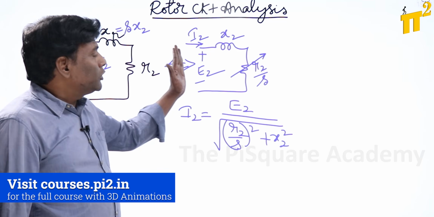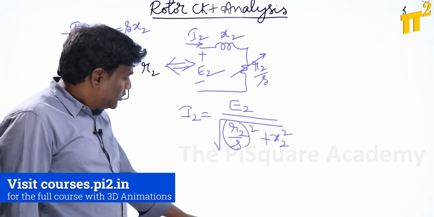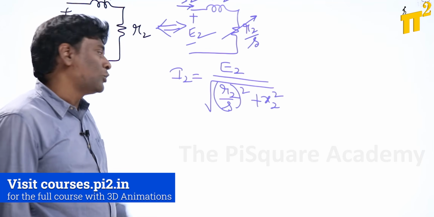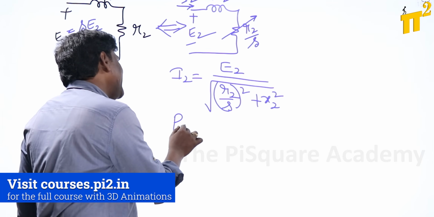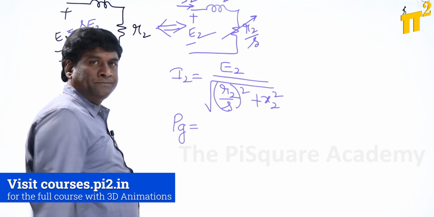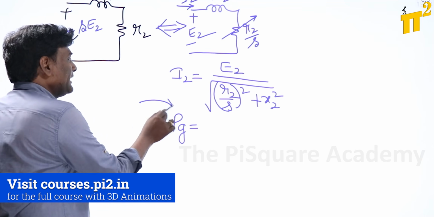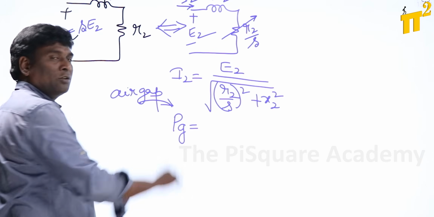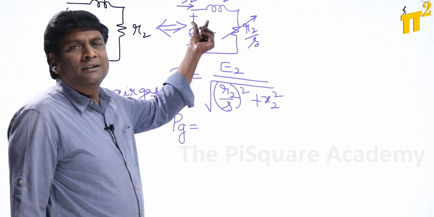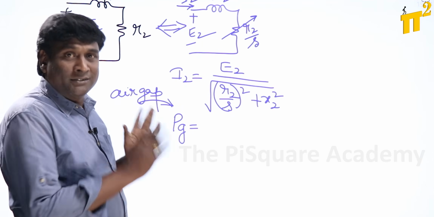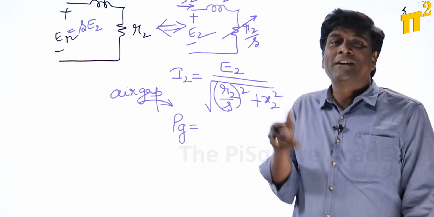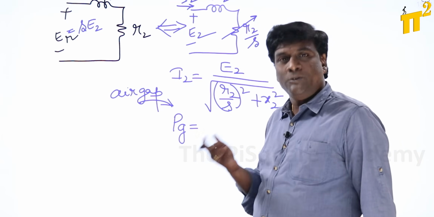Now this is going to be the rotor circuit. If you think of the power input to the rotor circuit, it is called the air gap power, PG. From the air gap, how much power is being taken by the rotor? We know that reactance will not absorb any active power. Power here means active power, and only active power will be transformed into torque and speed.